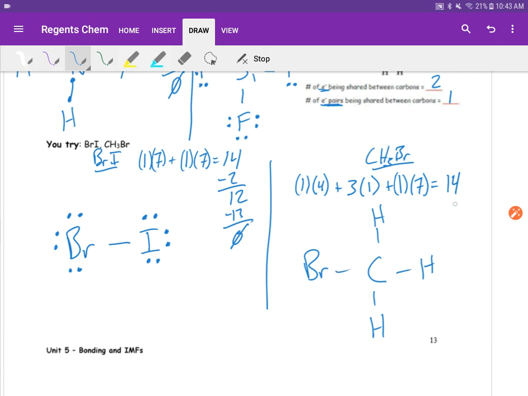I'm going to start with single bonds. There's 8 electrons. I've got 6 more. Where can I put lone pairs? Does hydrogen need any lone pairs? Absolutely not. Hydrogen only gets a single bond, so that means the last 6 are going to go on bromine. Just like that. And there's what my structure would look like for bromomethane.